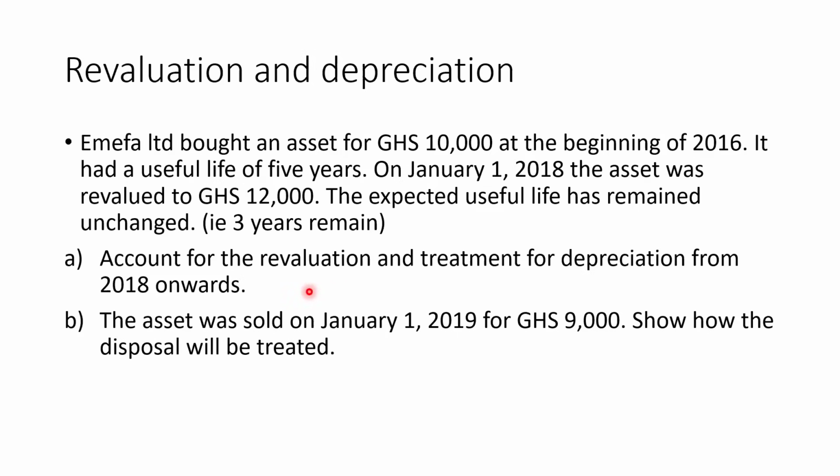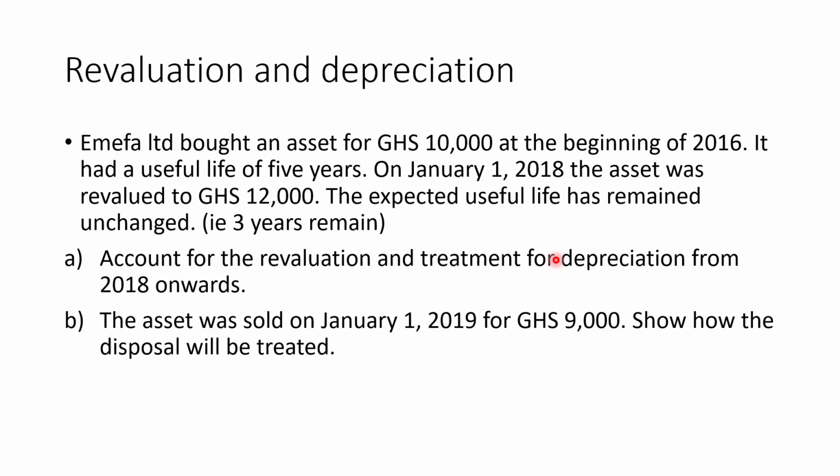That's all. B, the asset was sold on 1st January 2019 for 9,000. So what will be the profit on disposal? Remember, as at 31st December 2018, we calculated the depreciation to be what? 4,000. So as at that point, what will be the carrying amount? As at December 2018, what will be the carrying amount?